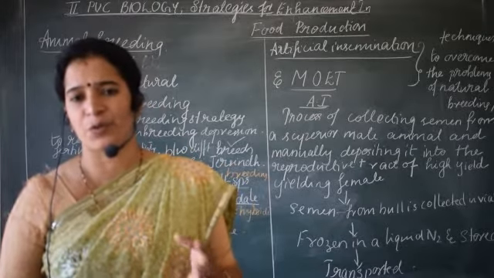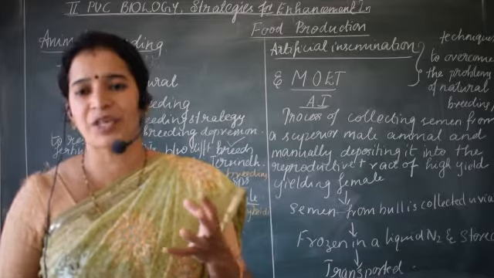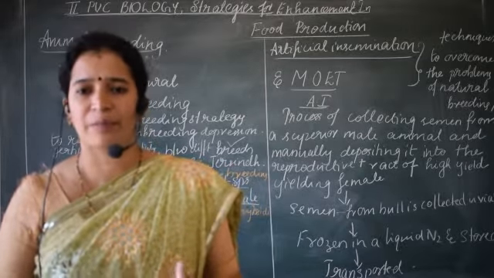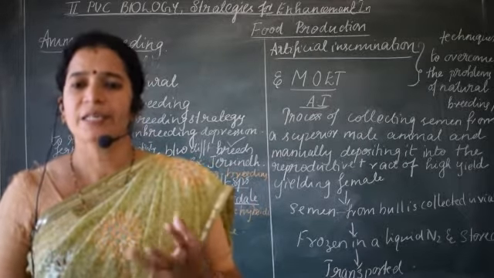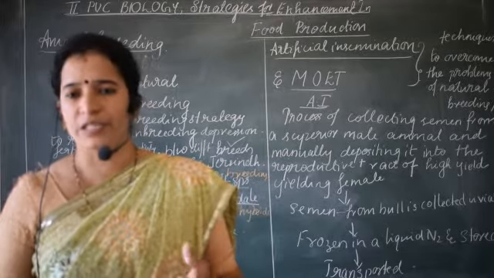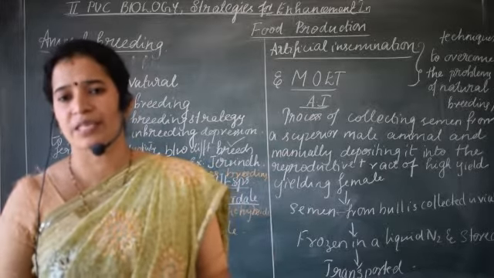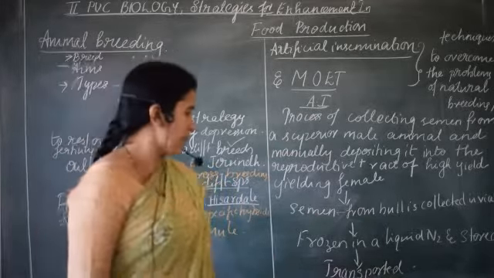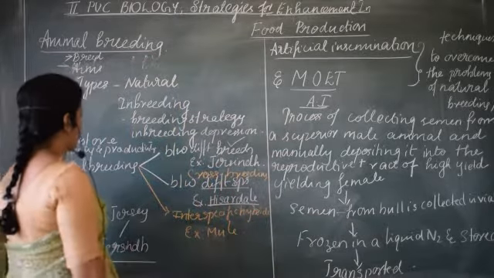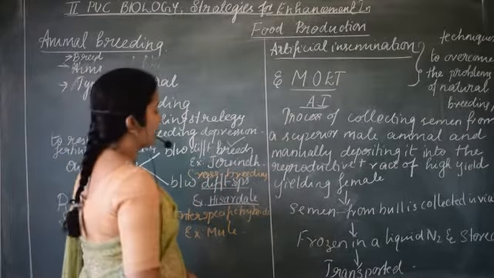The product produced here will have commercial value. It is mainly used for the economic purpose or for the commercial value. This is having good importance. Okay, that's all about the main types of animal breeding.